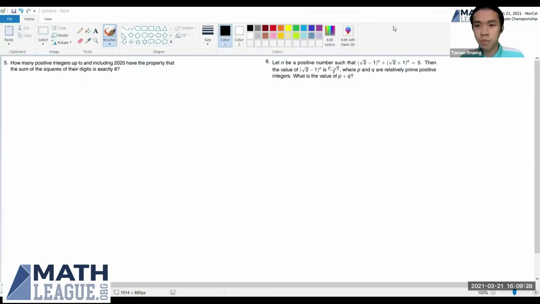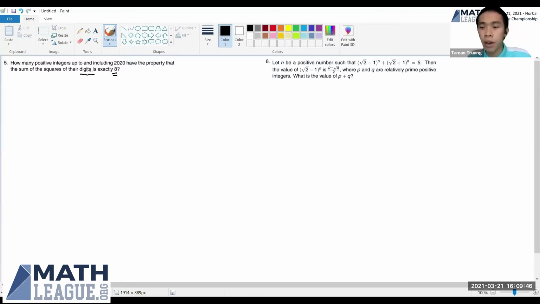This is your whole target 5 and 6. So we'll start with number 5. How many positive integers up to and including 2020 have the property that the sum of the squares of the digits is exactly 8? So in this question, we're analyzing digits, and the sum of the squares of the digits is exactly 8.